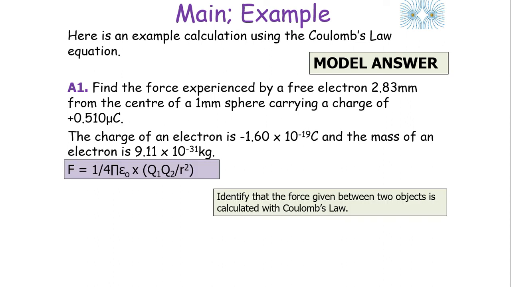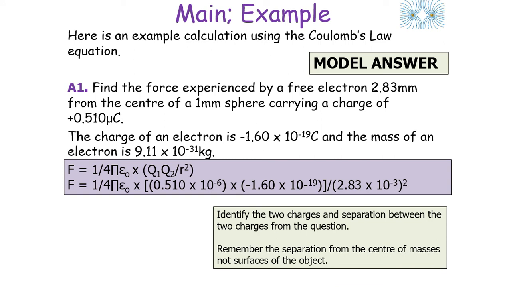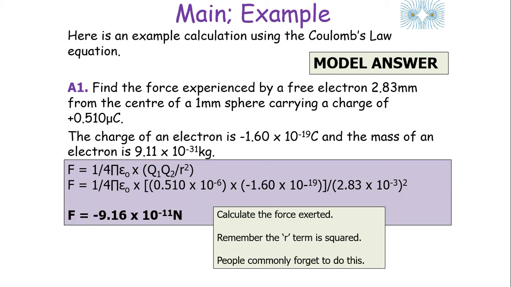So the first thing you would do is identify that the force between two charged objects is calculated with Coulomb's law. You then pop in the values from your equation, make a note of the fact that we have prefixes in there in terms of milli and micro. We then remember that the separation is from the center of the masses, not the surfaces of the objects. We then place the values into the Coulomb's law equation. We calculate the force exerted.